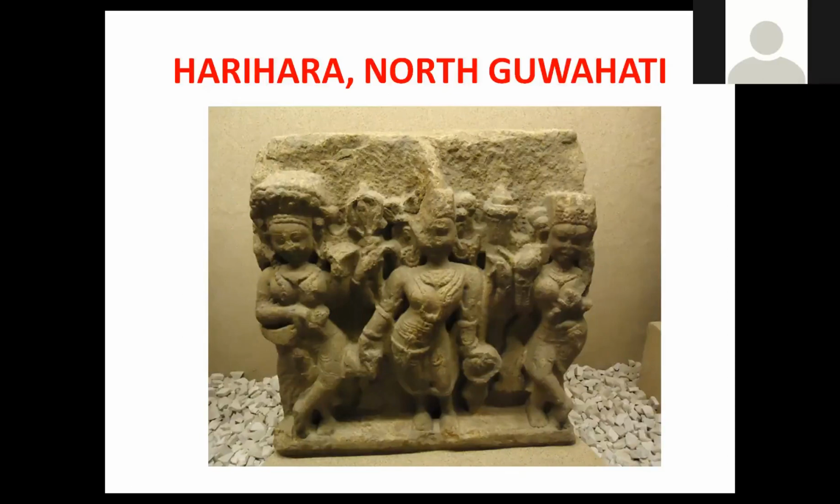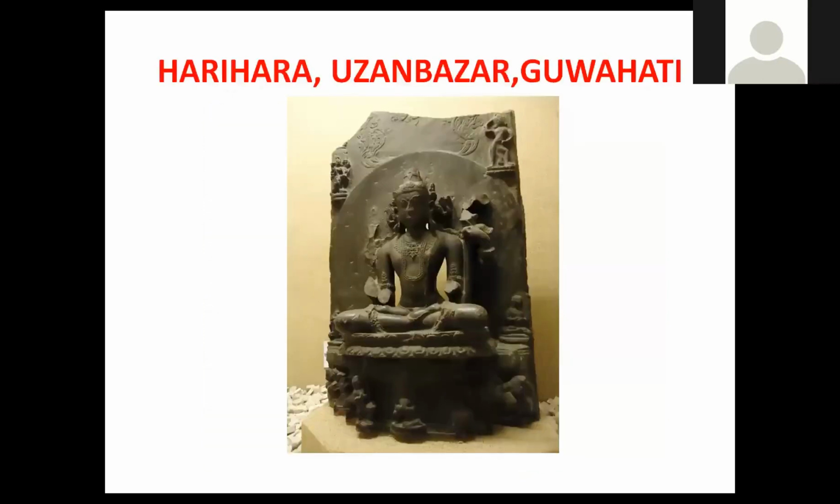Now, this is only where we find consorts. In other Harihara images, we do not find consorts. This is another Harihara image, which is in the Assam State Museum. It was erroneously labeled as Vishnu. But this is a Chaturbhuj image. Here you find it is on a Vishwapadma pedestal, etc. Okay, this is made of black basalt.